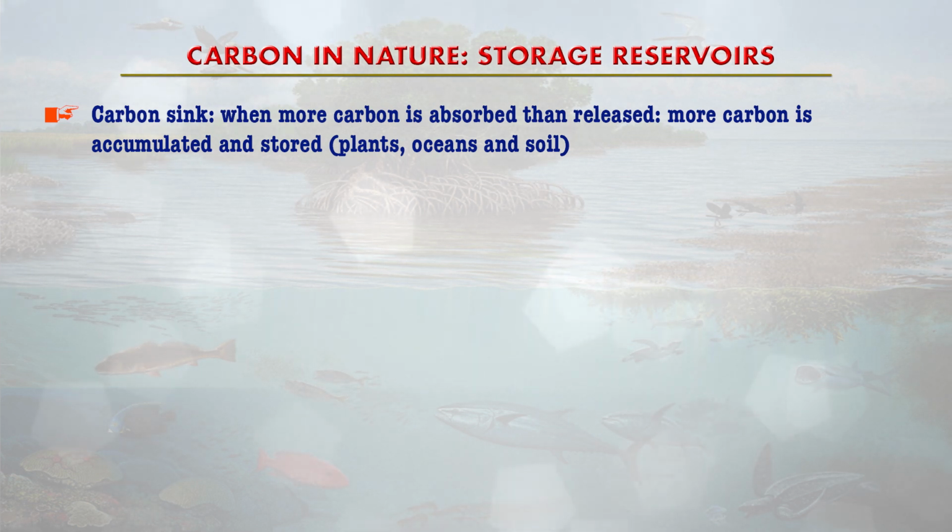One we call a carbon sink. When more carbon is absorbed than released, more carbon is accumulated and stored. So this is called a carbon sink, which has a lot of carbon coming from outside sources. We have plants, oceans and soil.